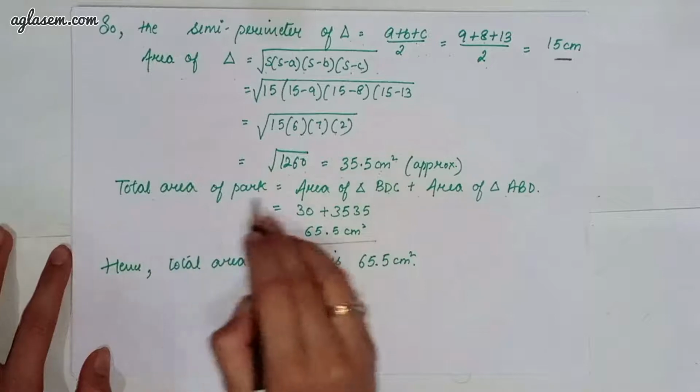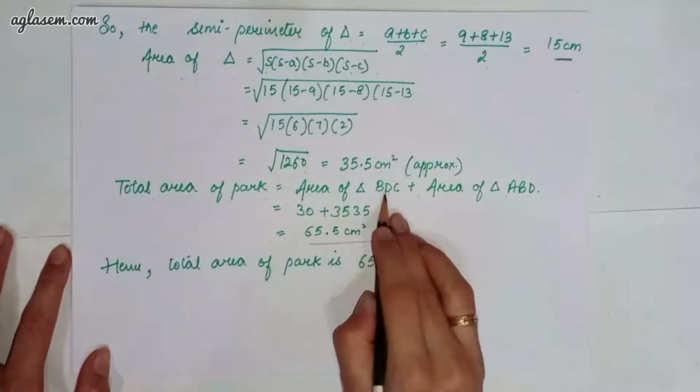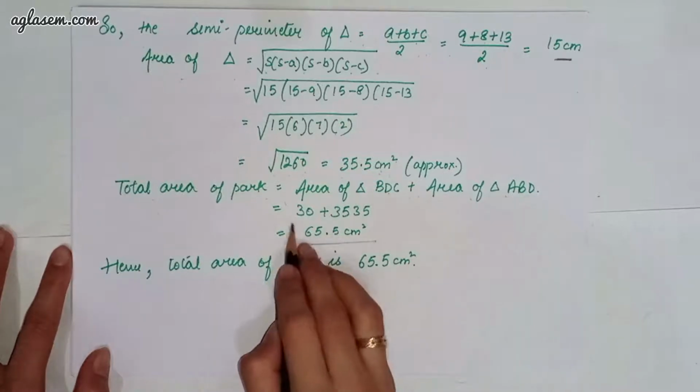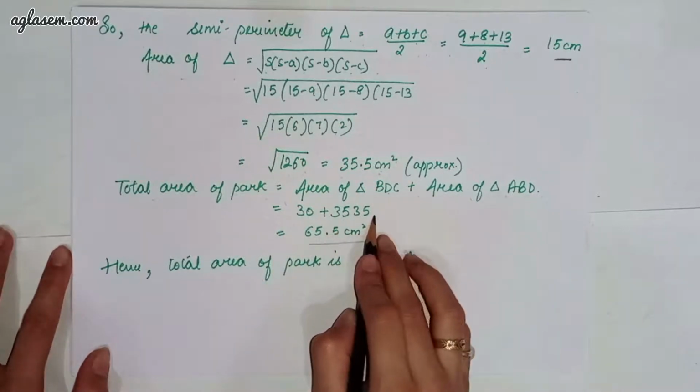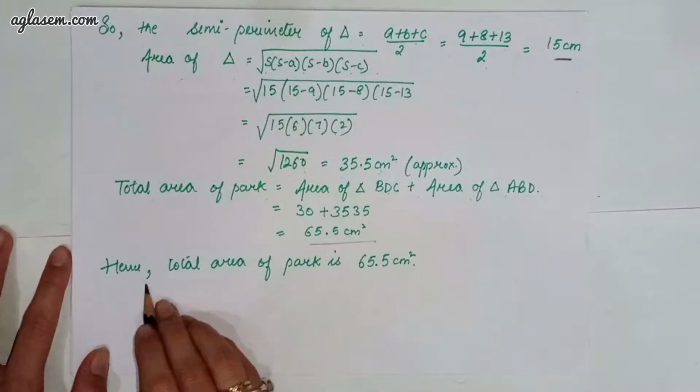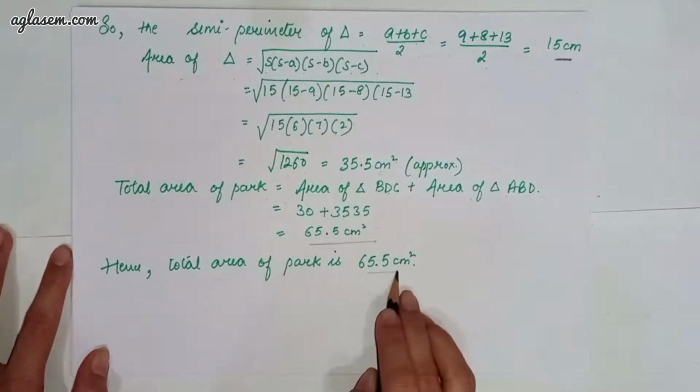So the total area of the park is the area of triangle BDC plus the area of triangle ABD, that is 30 plus 35.5, which will give you 65.5 centimeter square. Moving further, the total area of the park is 65.5 centimeter square.